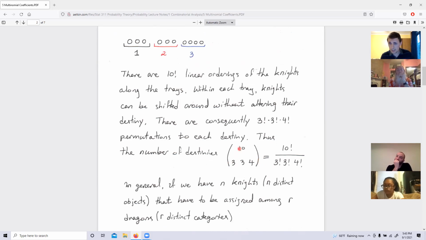which means that the possible destinies here are 10 choose 3, 3, and 4. This is the multinomial coefficient. So it's 10 factorial over 3 factorial, 3 factorial, 4 factorial.